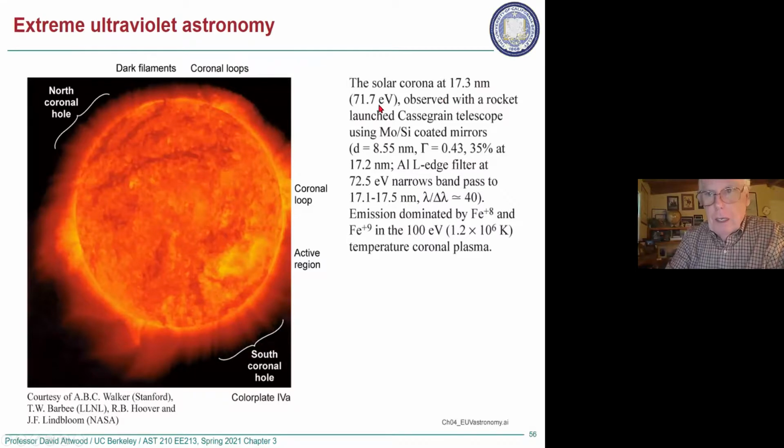So this was also using polysilicon coatings. And so this is showing the solar corona and the flares and everything else. And this is looking at emission that's dominated by emission from iron that's been ionized 8 times or 9 times. That's how many electrons were removed. And that is an ionization level that one expects in a 100 eV plasma, a plasma with an electron temperature of about 100 eV. Okay.